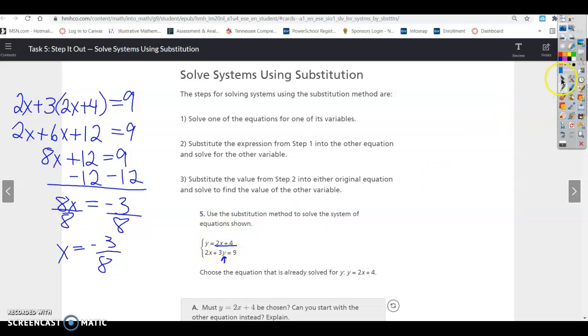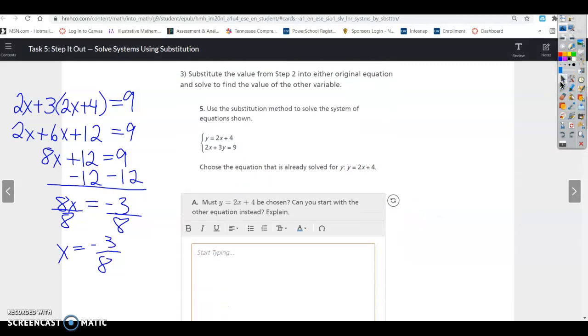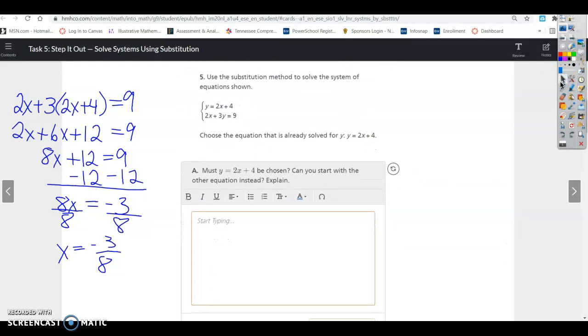Okay, let's see what our questions ask. Alright, so it says choose the equation that is already solved for y, which is what I did, and I substituted into the other one. Must y equals 2x plus 4 be chosen? Could you start with the other equation instead? Yes, you can start with the second equation, but you're going to have to solve for one of the variables first.